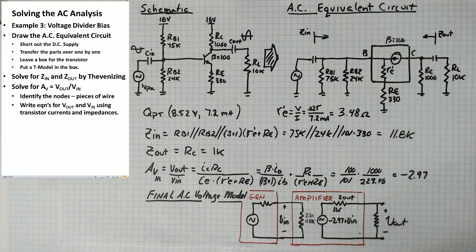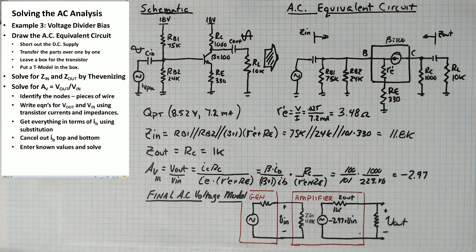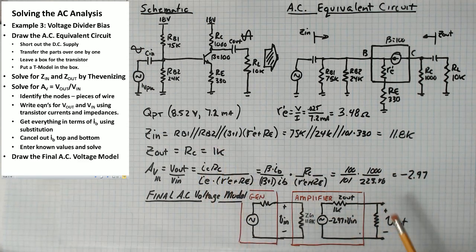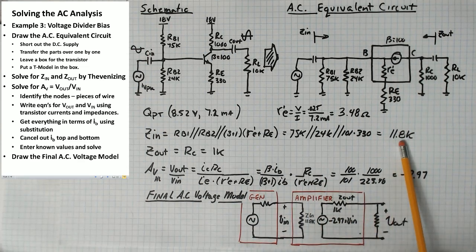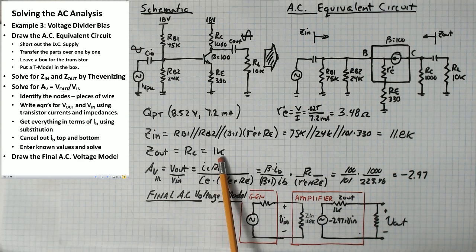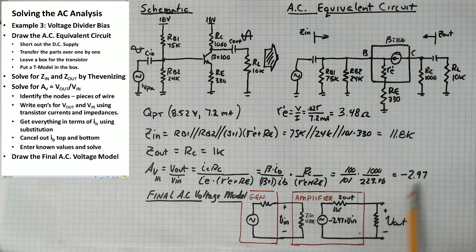Cancel out the IB, put in your known values, crunch, crunch, crunch. So get everything in terms of IB, cancel out the values, enter the known values, come up with a gain of -3. And then we can substitute these 3 values. So this one, and this one go on the 2-port model of the amplifier. 11.8 K is Z in, 1K goes to Z out, -2.97. That's the gain of the dependent voltage source.